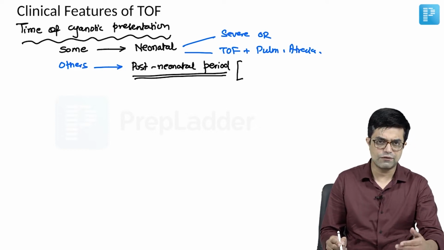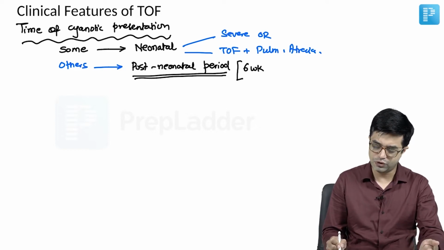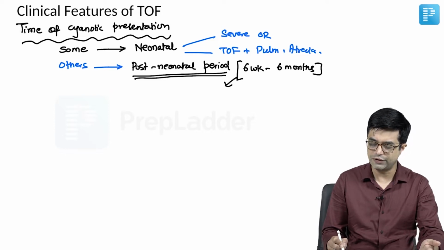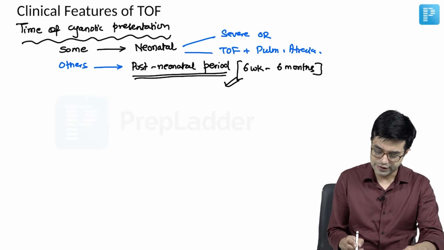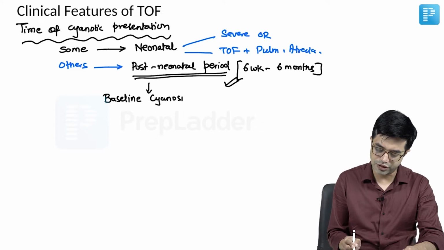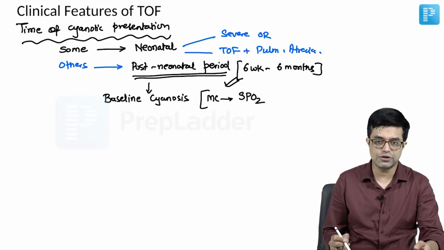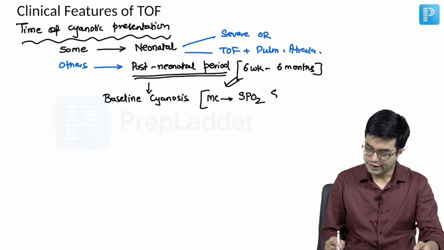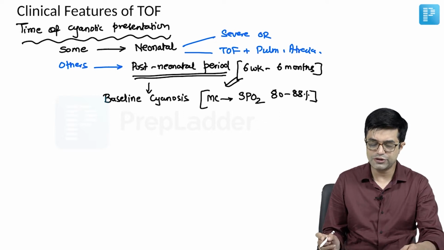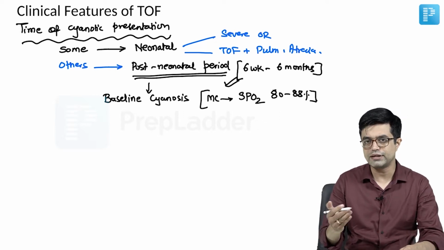It can vary anywhere from around 6 weeks to 6 months. This is the age during which maximum patients of TOF will develop cyanosis. So, these patients will have a baseline cyanosis. We find that majority of patients, most commonly, they have a sleeping, calm condition. If you check the saturation of blood, it is between 80 to 88%. So, the cyanosis is usually mild and becomes prominent only when the child is exerting.